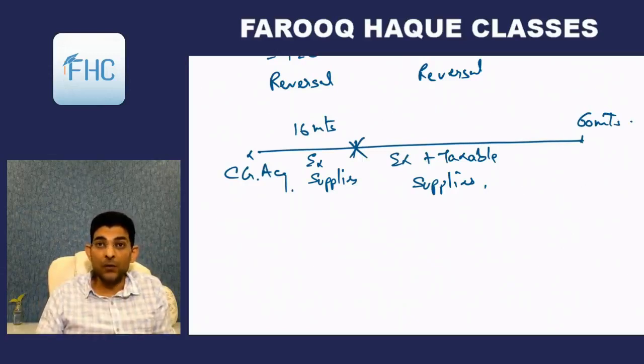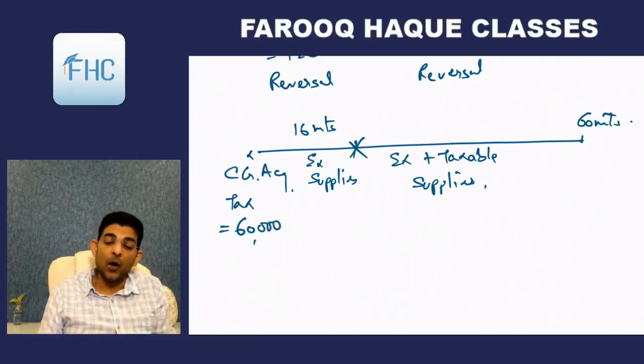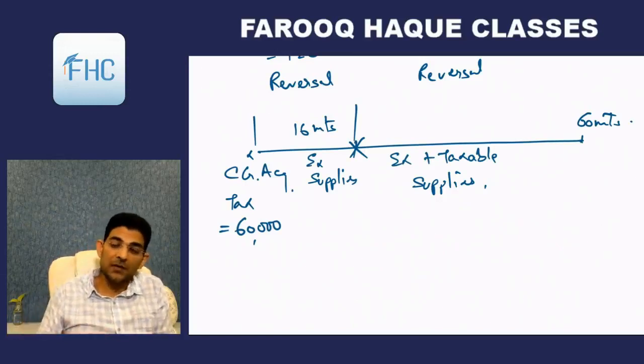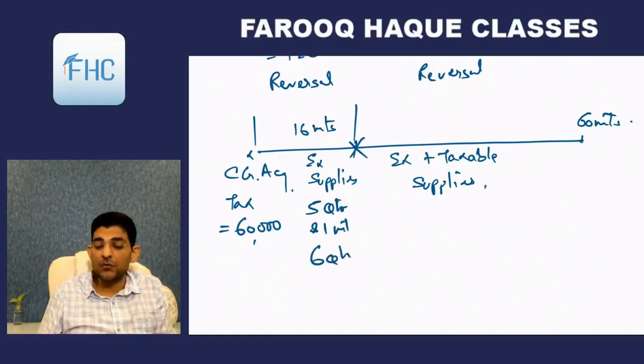Okay, so how do we calculate now? Now suppose the tax paid was 60,000 rupees, meaning for every 1 month 1,000 rupees. Now how many quarters have gone here? See, from the date of acquisition till the date of conversion, how many quarters have gone? Each quarter is of 3 months, so 16 divided by 3 means 5 quarters and 1 month. So this is 5 quarters and 1 month, meaning 6 quarters. So what we'll do is 6 quarters into 5% per quarter, meaning 30%.